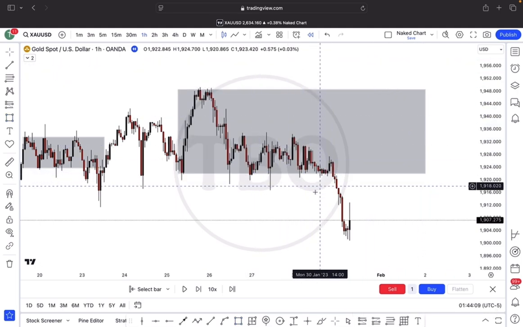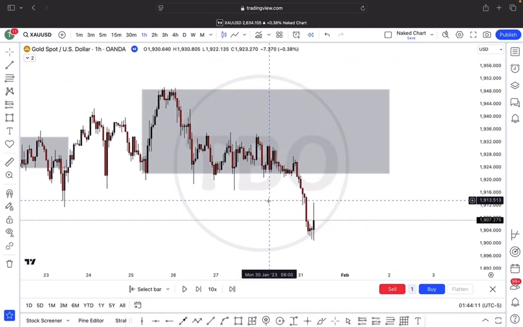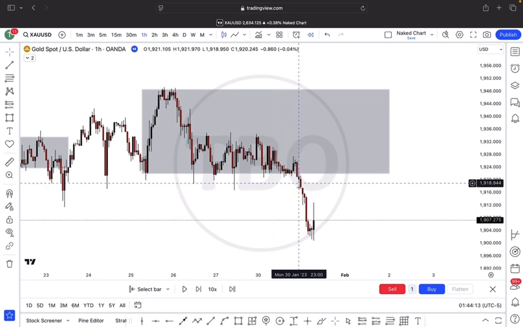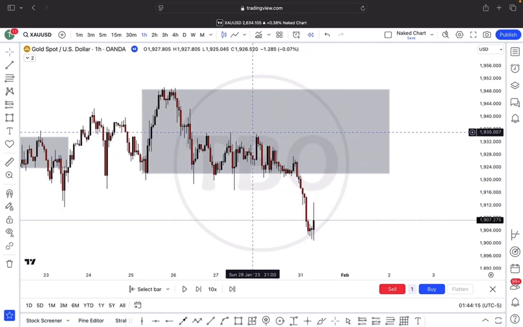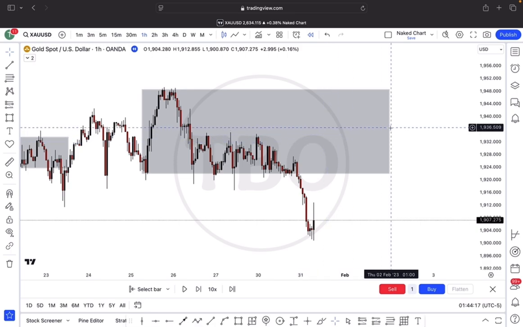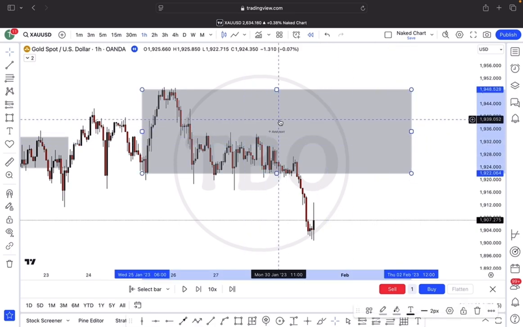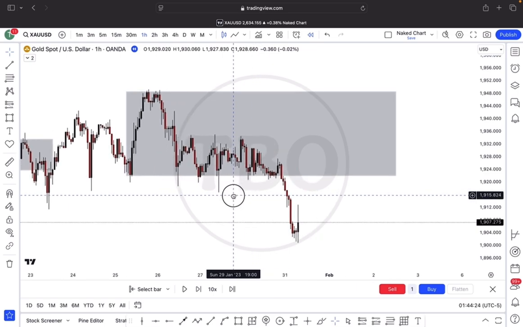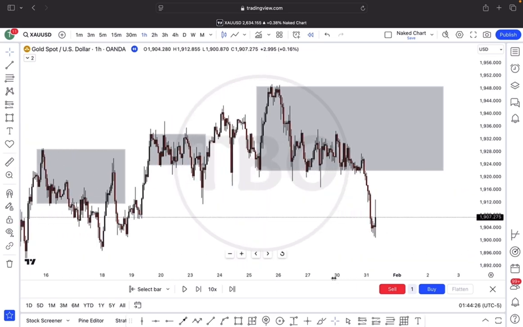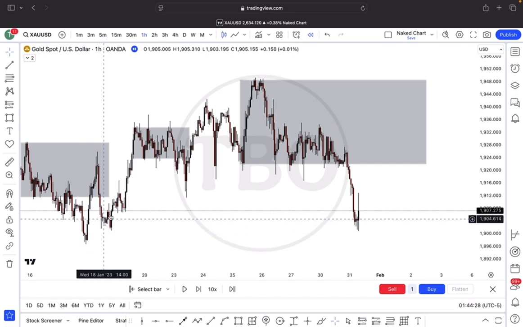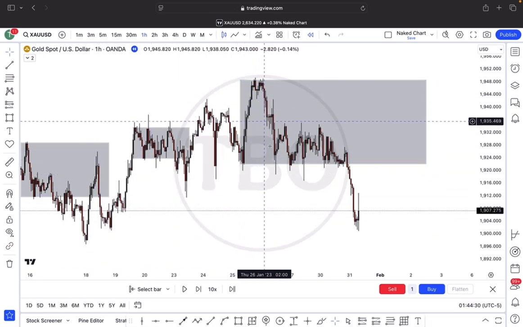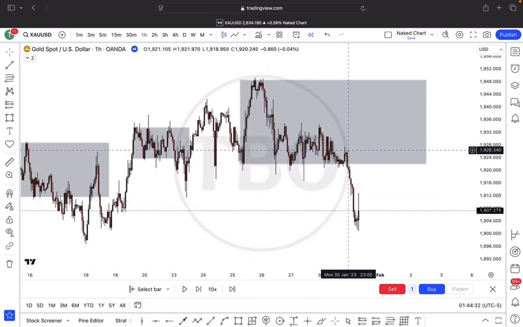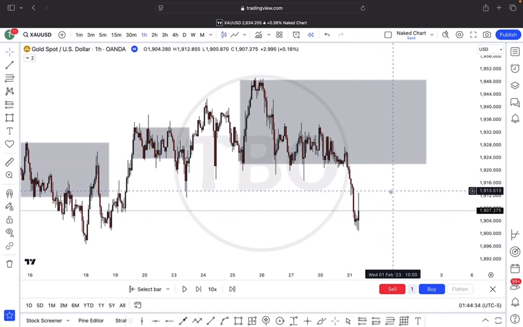Now, this, my friends, is a very, very strong supply base. This is a very beautiful supply reversal pattern. So as you can see, we have the big rally right here. We have the consolidation, the base. Then we have the drop, which is the breakout.